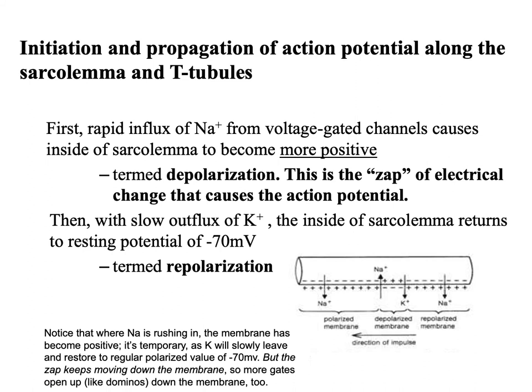So again, I call an action potential a zap. A lot of times I'll just say, we're going to zap that cell. That's an action potential where we're depolarizing. We're leaving negative 70 and going towards zero. And then when the body is going to fix it, we've got to get it back to negative 70. As we get it back to negative 70, that's repolarization.